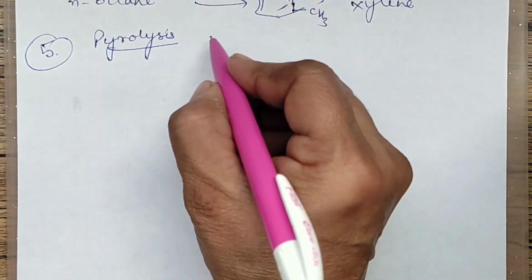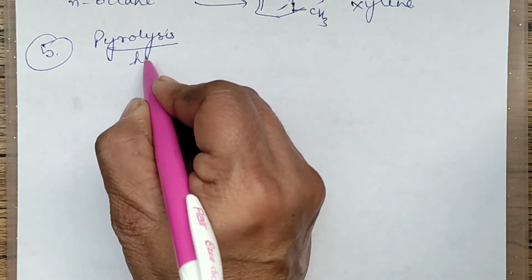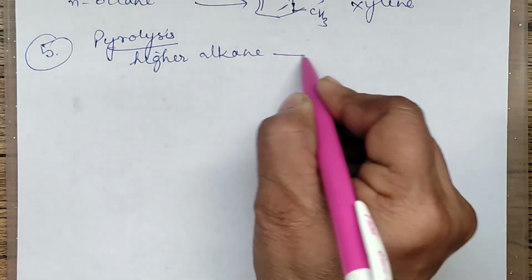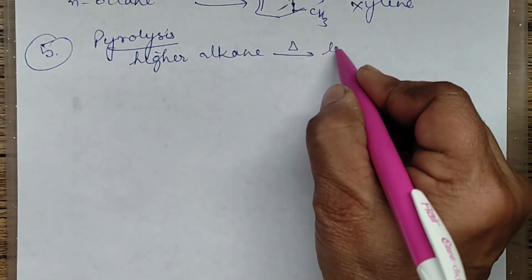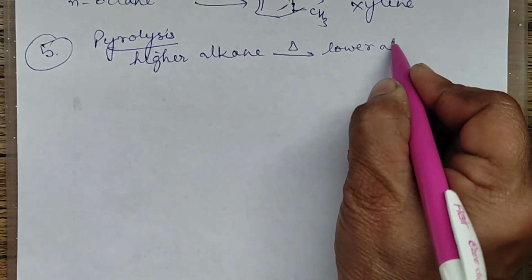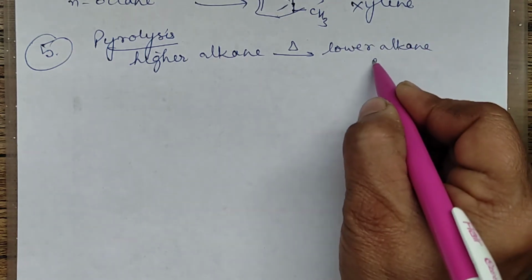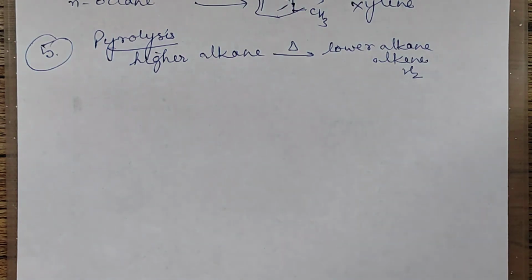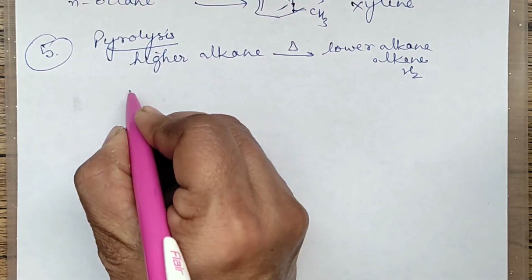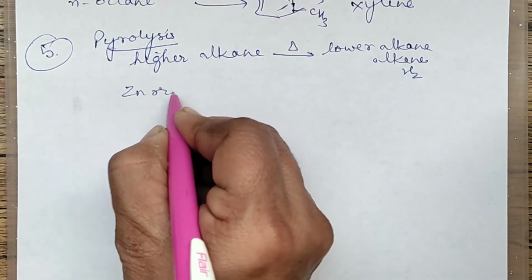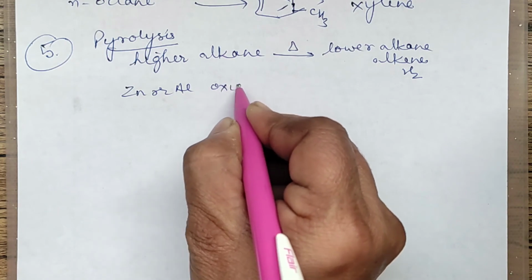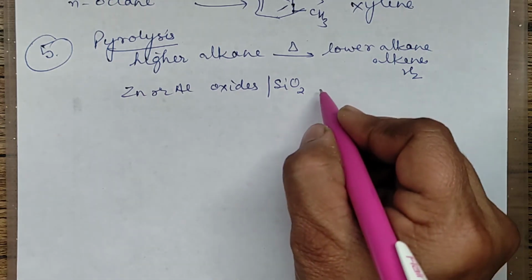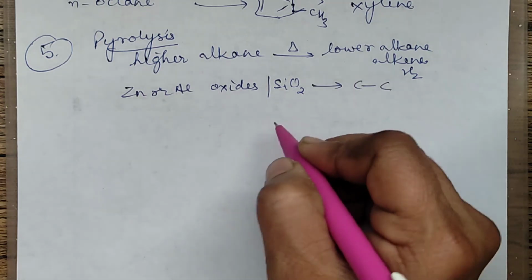Pyrolysis means when you heat higher alkanes, on heating they get converted into lower alkanes. They can form alkenes. They can liberate hydrogen gas. So that means if you are using zinc or aluminium oxides or even silica as the catalyst, then the carbon-carbon bond will break.